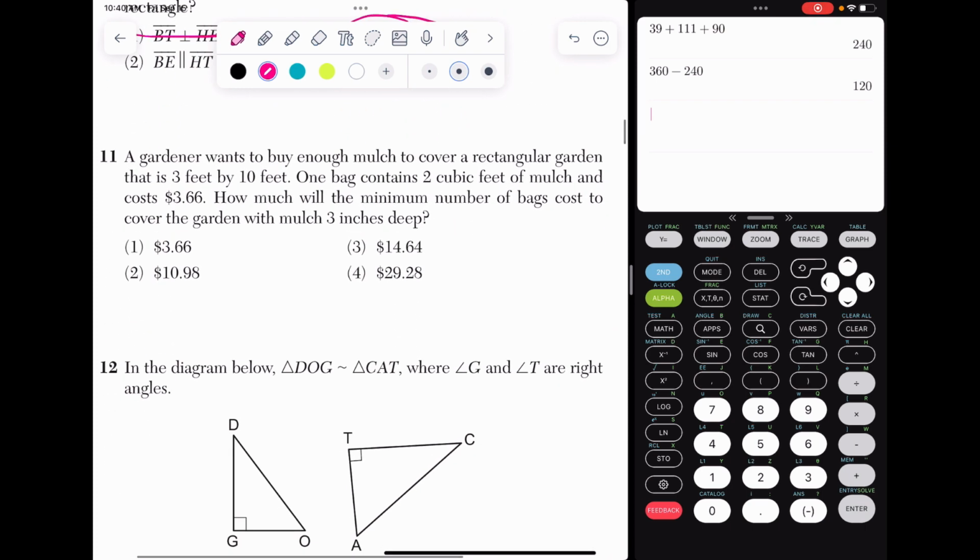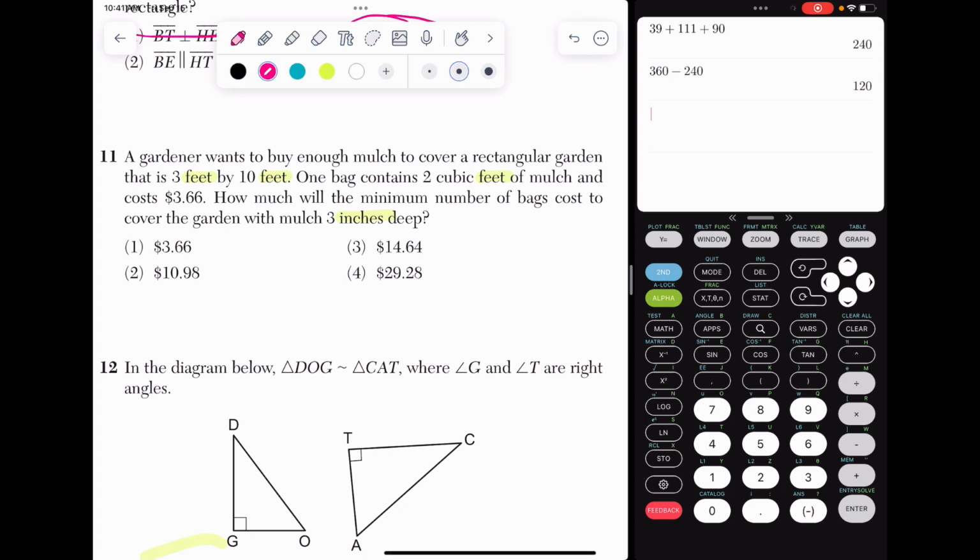11, a gardener wants to buy enough mulch to cover a rectangular garden that is 3 feet by 10 feet. One bag contains 2 cubic feet of mulch and costs $3.66. How much will the minimum number of bags cost to cover the garden with mulch 3 inches deep? Okay, so I notice one little problem here, and we always want to look for this little trick on the Regents. I see feet, inches. Okay, so we have to get all these units to match.